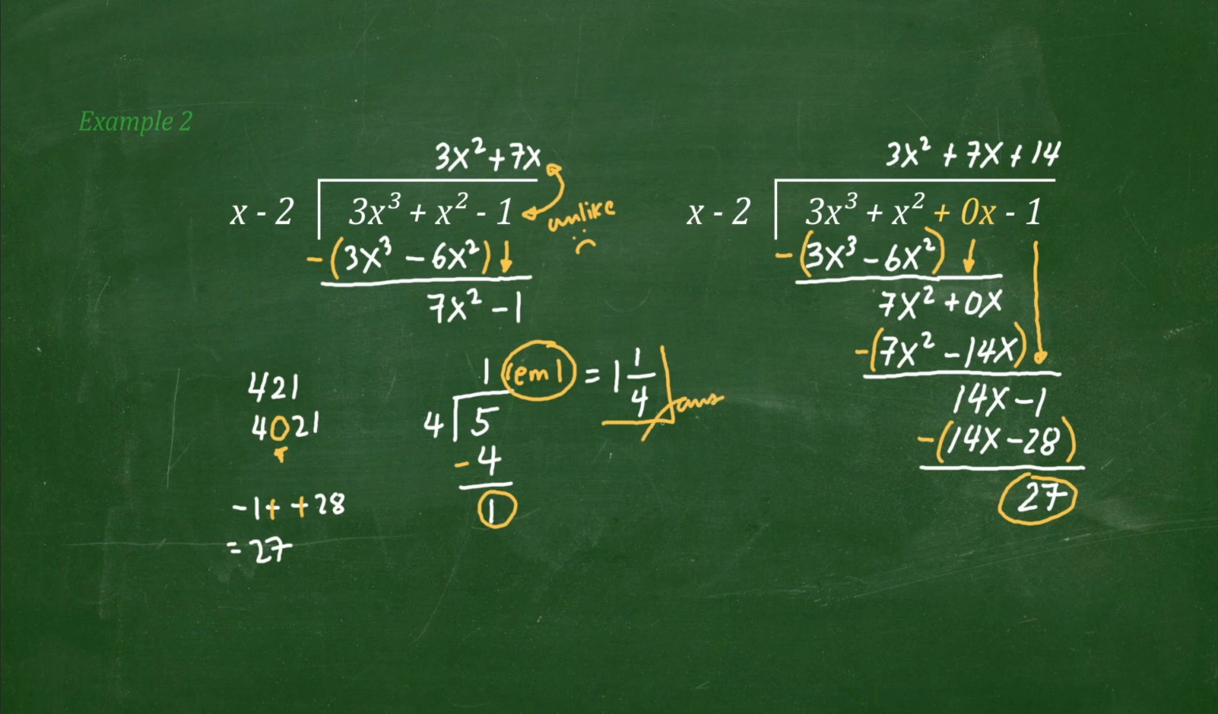Now, using this as our basis, what does this 27 mean? This means we also have an extra division that we don't need to take. We have 27 all over our divisor x minus 2 that we cannot solve anymore. Therefore, our final answer is 3x squared plus 7x plus 14 plus 27 all over x minus 2. So this is the final answer. And we got this because we have a remainder equal to 27.